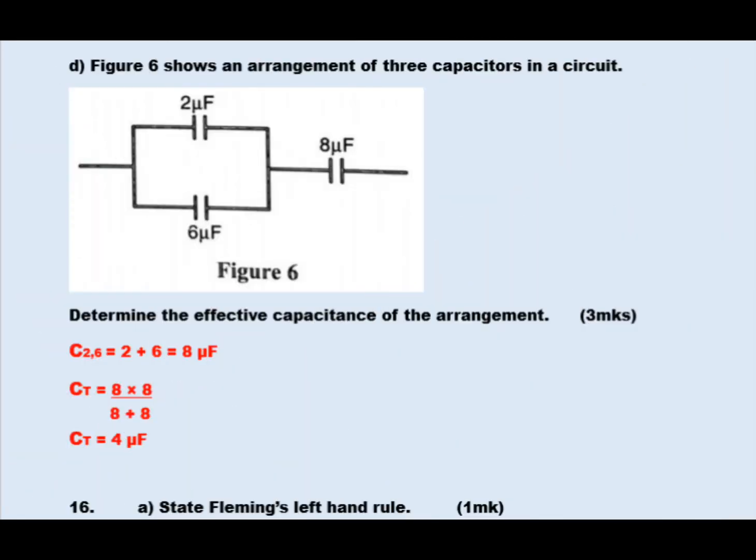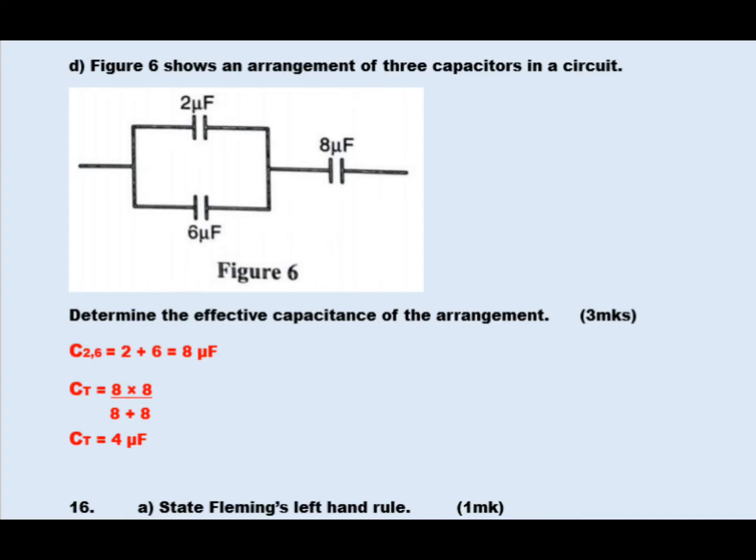Let's go straight to question D. So figure 6 shows an arrangement of 3 capacitors in a circuit. Determine the effective capacitance of the arrangement, effective or total. So we start with the 2 and 6. They're in parallel, so we add directly, 2 plus 6, 8 microfarad.